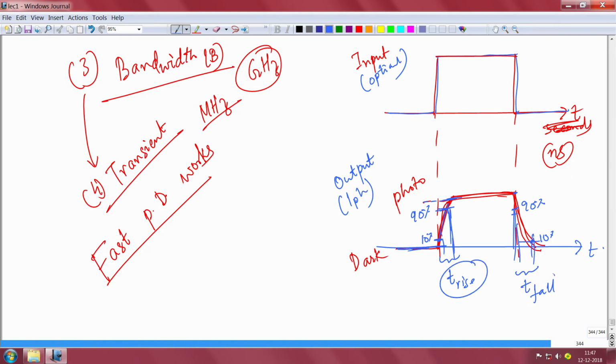If the rise time and fall time are very small, nanoseconds or whatever, you say the detector is very fast. If it takes a long time, then you know that it's very slow. For example, it may so happen that this is the time you have switched the device on and off.